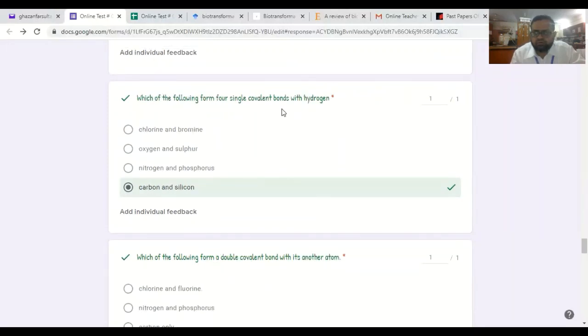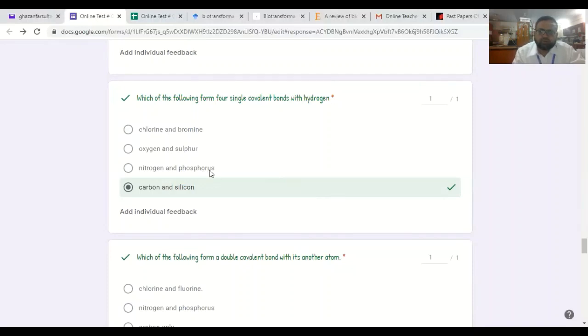Which of the following forms 4 single covalent bonds with hydrogen? Chlorine and bromine belong to group 7, so they form a single covalent bond with hydrogen. Oxygen and sulfur belong to group 6, so they form 2 single covalent bonds with hydrogen.